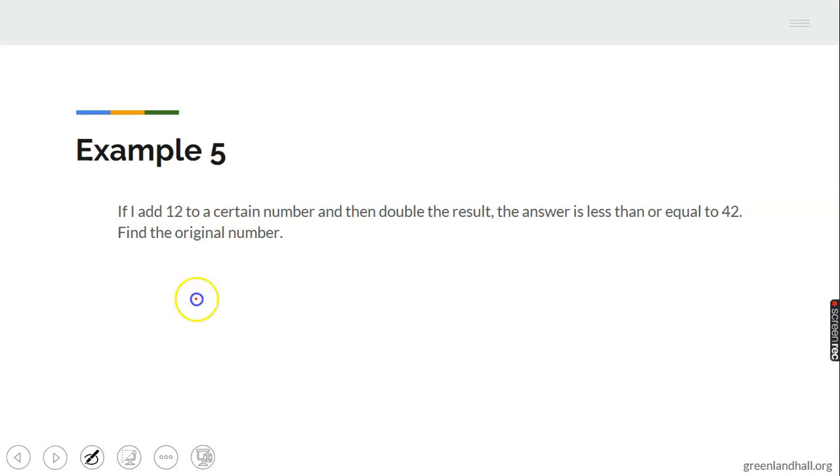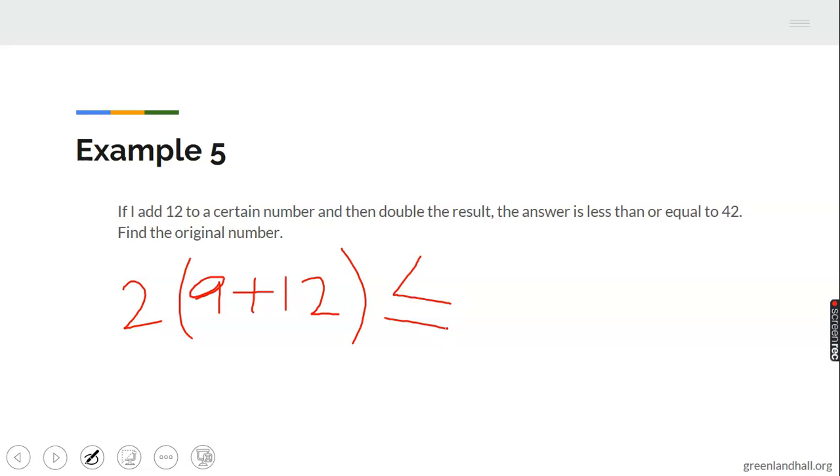I'm using A. The number is A. So, if I add 12 to a certain number, that is A plus 12, and then double the result, this is the result that you have. So, you now double it, that is, multiply by 2. The answer is less than or equal to, this is what you have, is less than or equal to 42.